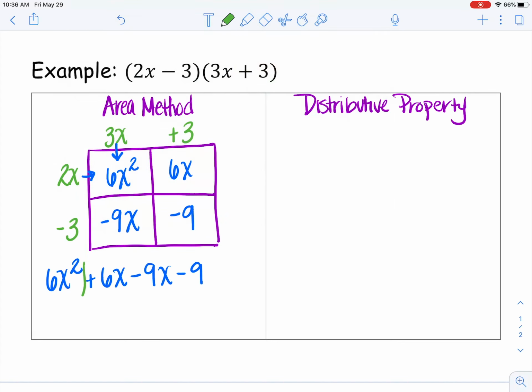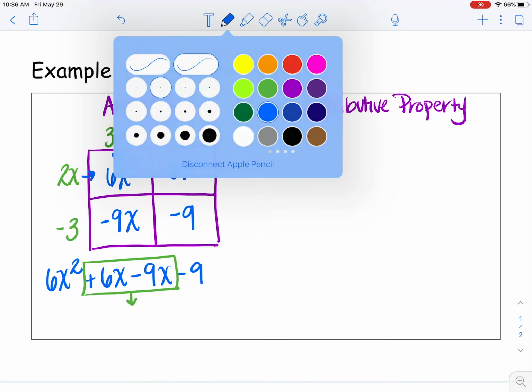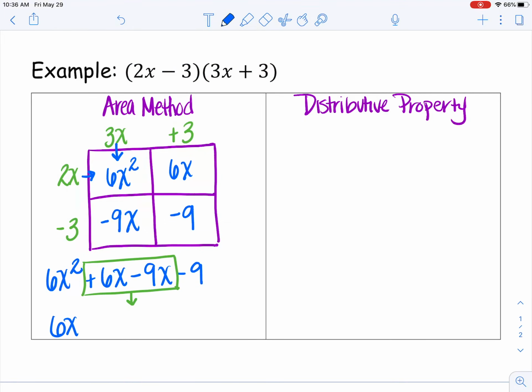I'm looking for any like terms, and in the center I have two terms that have x to the first, so I can combine those. When I have positive 6 and negative 9, that gives me a negative 3x minus 9. Okay, so there's our quadratic. Let's go back and let's use the distributive property. So 2x minus 3 times 3x plus 3.